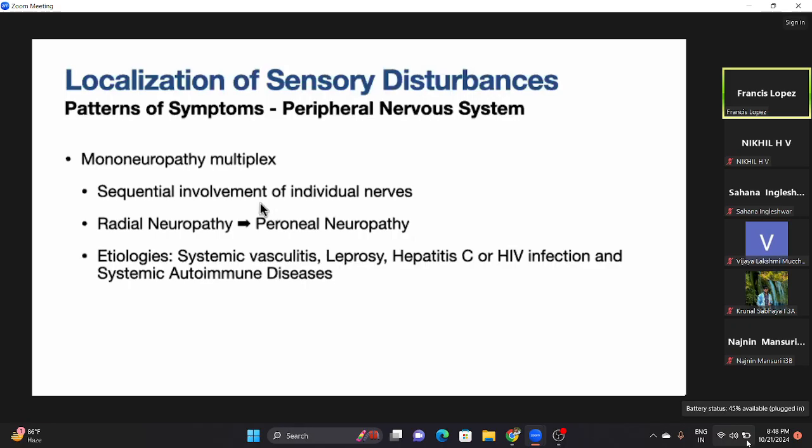But sometimes some neuropathies can be non-symmetric and do not follow a glove and stocking pattern. This can be referred to as mononeuropathy multiplex, wherein there is a sequential involvement of individual nerves. So, for example, the radial nerves are affected first, followed by peroneal neuropathies. This is most of the time systemic vasculitis, which can be due to leprosy, hepatitis C, or even HIV infection.